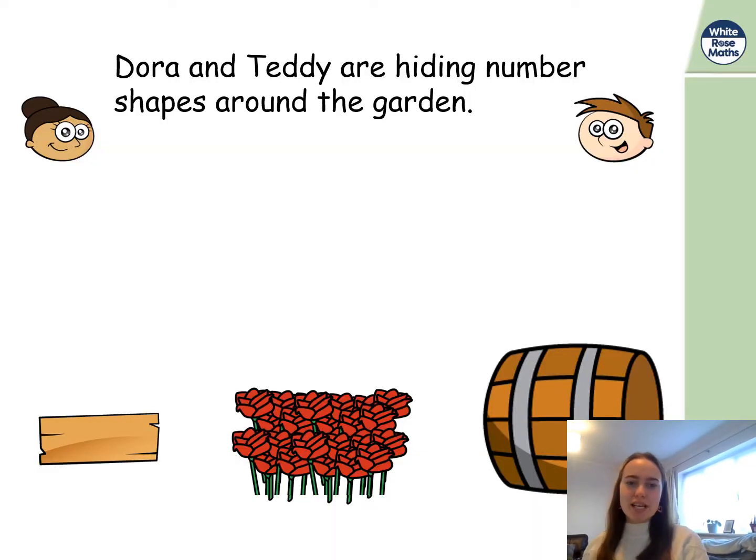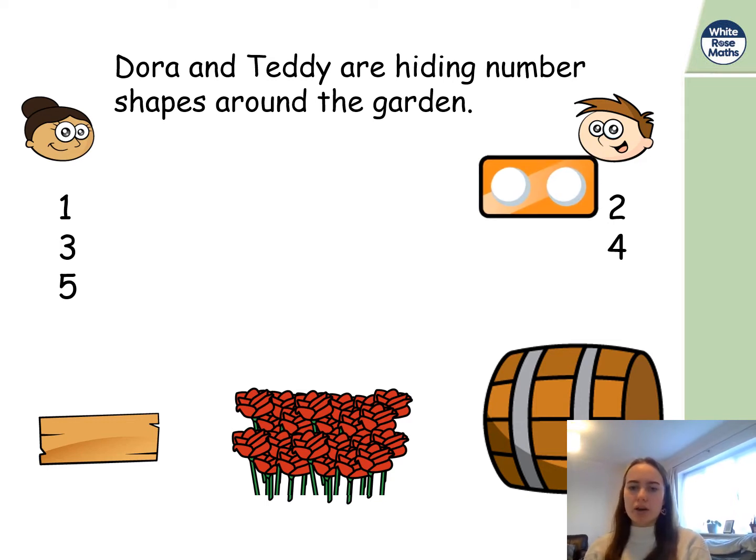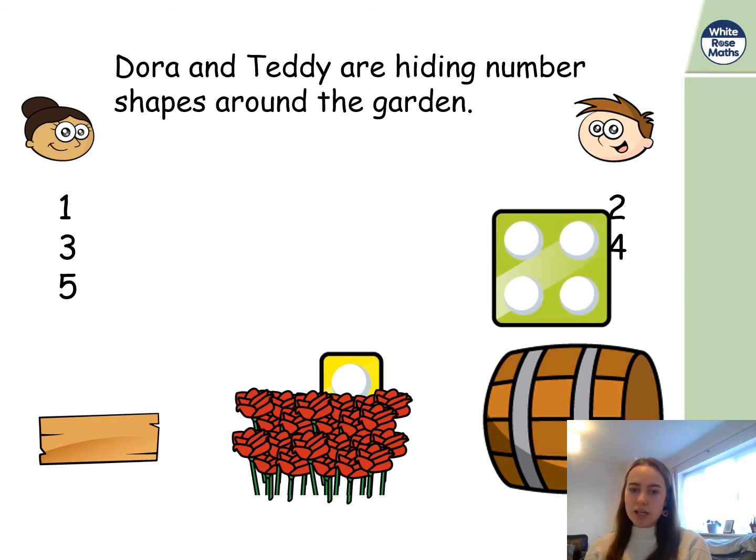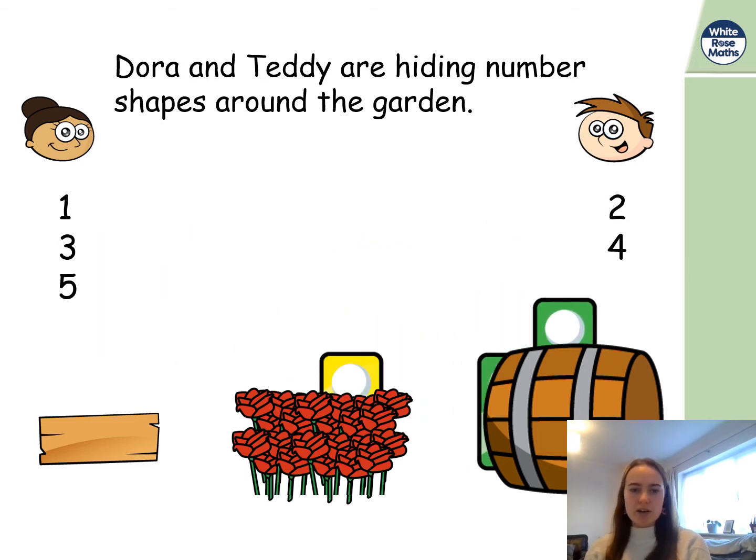So we've got Dora and Teddy, and they are hiding number shapes around the garden. Have a look at the numbers that they've got. Dora's got 1, 3 and 5, which was on one of our number lines, and Teddy's got 2 and 4, which was on one of the other number lines. So Teddy's hidden 2, Dora's hidden 3, there's 4, there's 5, and there's 1.